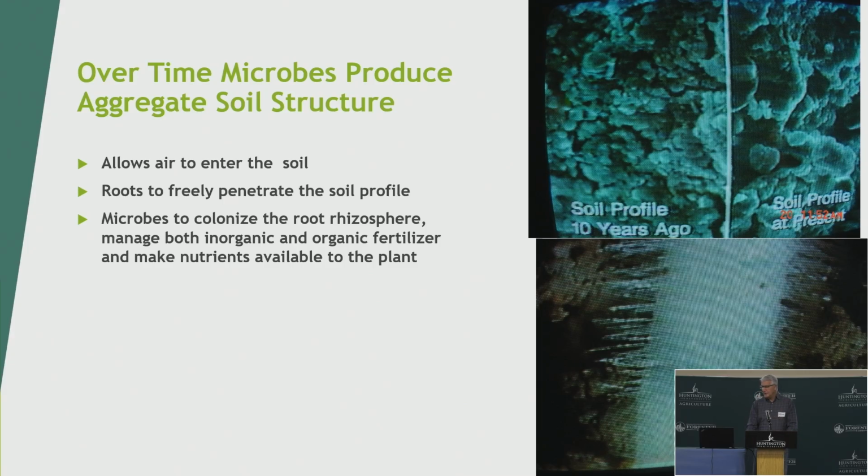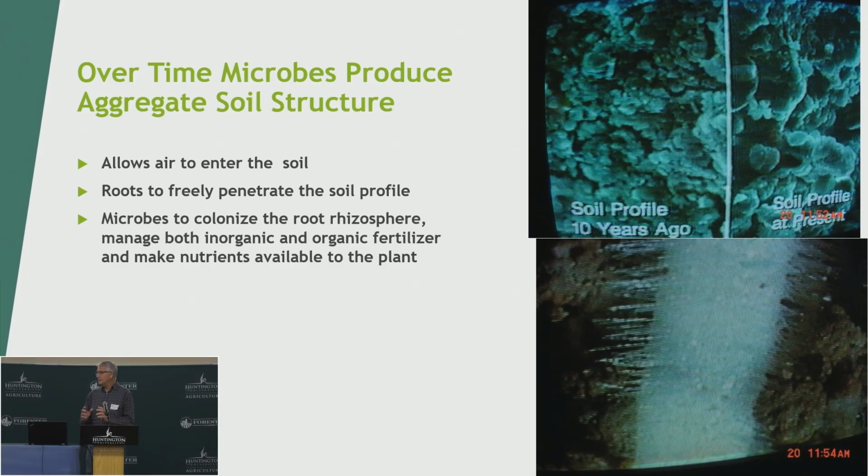So over time, microbes produce aggregate soil structure. And that's because they secrete a polysaccharide, which is kind of like a biological glue that takes individual soil particles and glues them together. And that's what gives us that coffee grounds or chocolate cake crumb structure that we want to see. And once we have that, it allows air to enter in the soil and roots to freely penetrate.